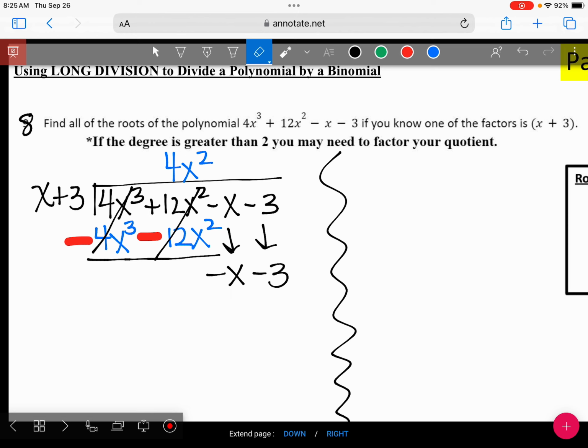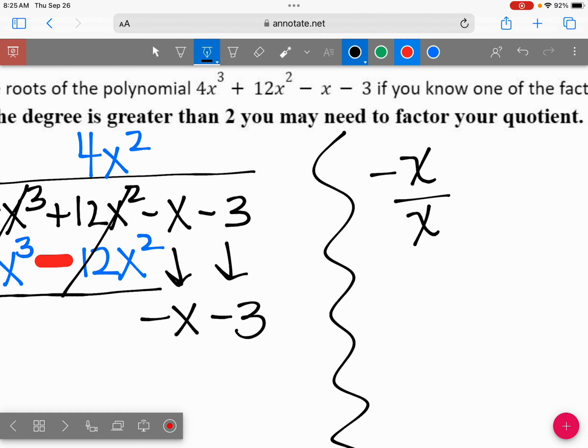So we're going to take negative x and divide that by x. And remember, both of these have an invisible 1. So you're really taking negative 1 divided by positive 1. What's negative 1 divided by positive 1? Negative 1. Put that on the roof.